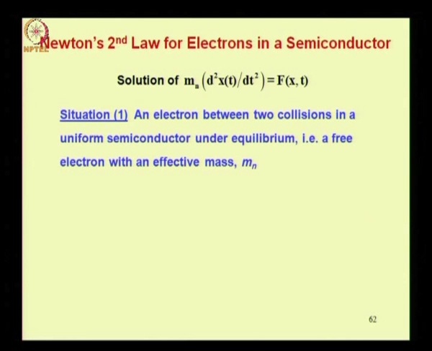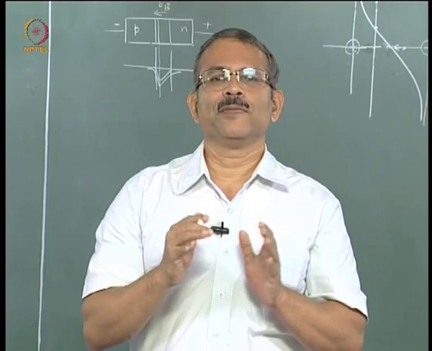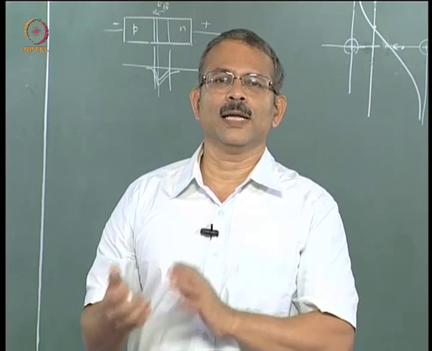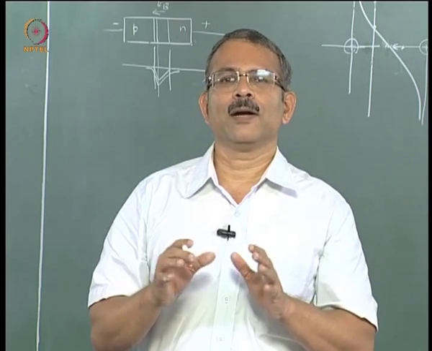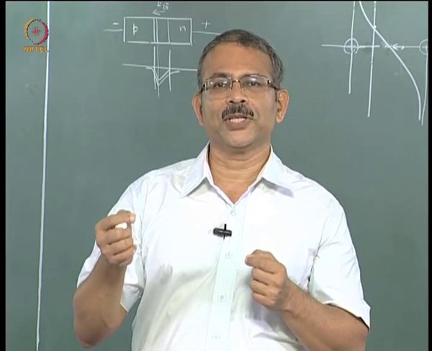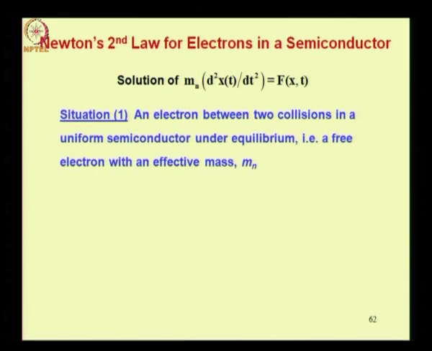Let us apply this procedure to a couple of situations. The first situation we have is an electron between two collisions in a uniform semiconductor under equilibrium, that is a free electron with an effective mass mn. So we are considering a situation where an electron is not acted upon by any forces. Crystal forces we are ignoring, we are taking their effect into account in effective mass. So we are only concerned with applied or built-in forces. Further, since we are talking in terms of the picture between two collisions, the scattering forces are also not considered here. Now what will the solution look like for this case?